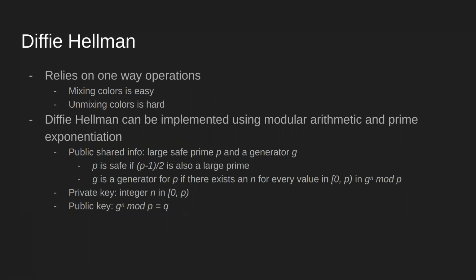So how do we do this with math? We use modular arithmetic and prime exponentiation. Technically, Diffie-Hellman can be done with other mathematical objects as well, but we're going to be talking about the original Diffie-Hellman construction, which used prime numbers and modular arithmetic. So essentially, you have to pick a generator and a prime. A generator is a number g such that g to the n mod p covers every value for n between 0 and p.